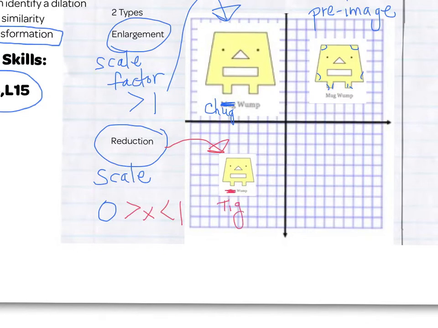And here he is. Let's call him Tigwump. Okay? So again, if you look at all three of these, the pre-image, the enlargement here, and the reduction here, you will notice that the angles have been preserved. Very important fact. The scale factor for the reduction here could easily be 1/9. The scale factor for the enlargement here could easily be 3. And again, we can measure those.